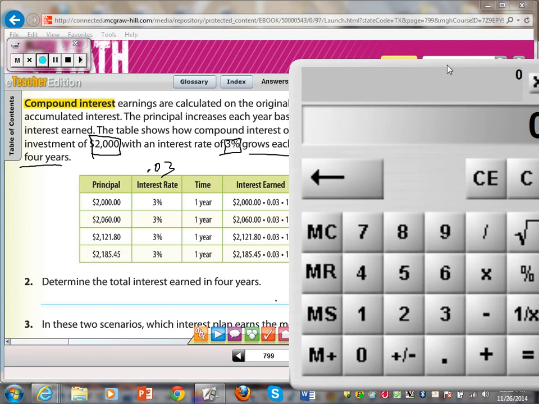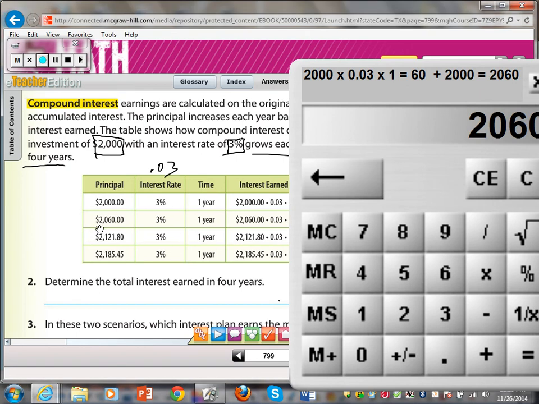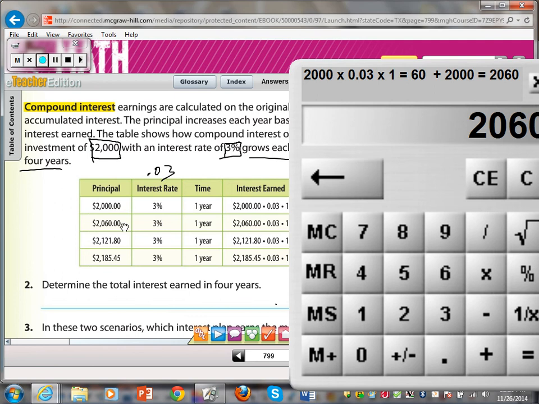All right, let's try it there. Here we go. So 2,000 times 0.03 times 1 equals 60 bucks. Okay, so this is your interest for the first year. We're going to go ahead and add this to your 2,000. So 60 plus 2,000 equals 2,060. So there you go, 2,060. That was your interest for that first year.